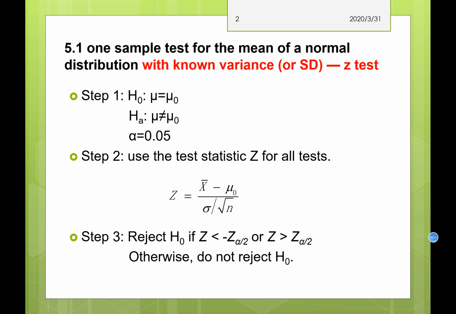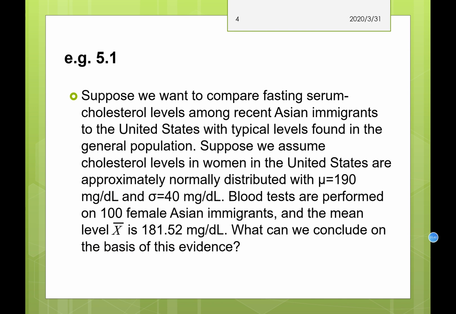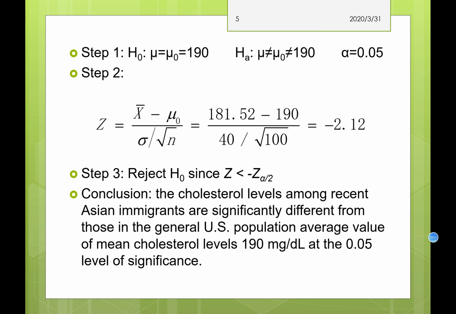If P is bigger than alpha, that means it's bigger than 0.05, we cannot reject H0. But if P is less than alpha or P is equal to alpha, we need to reject H0. When we cannot reject H0, that means there is no difference between the two populations. But if we can reject H0, that means there must be a significant difference between the two populations. So that is what we learned last class.